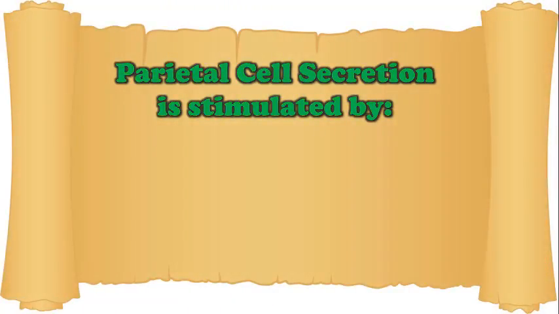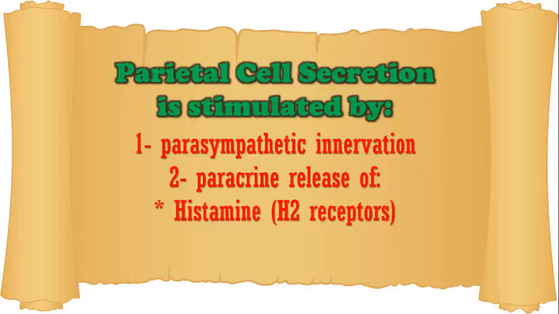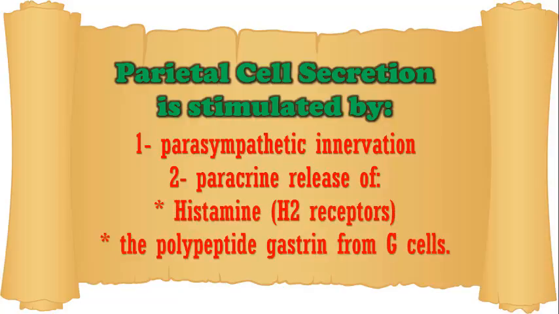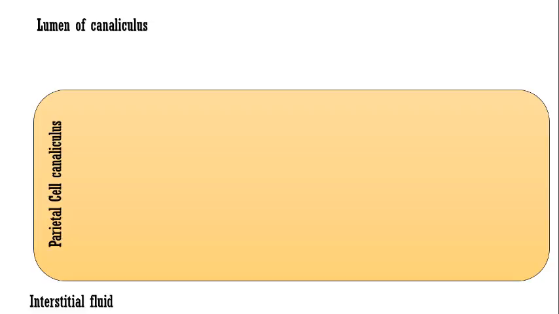Parietal cell secretion is stimulated by parasympathetic innervation and also by paracrine release of histamine via H2 receptors and also by the polypeptide gastrin from these cells. This is a schematic representation of the parietal cell canaliculus. This is the lumen of the canaliculus. This is the interstitial fluid.